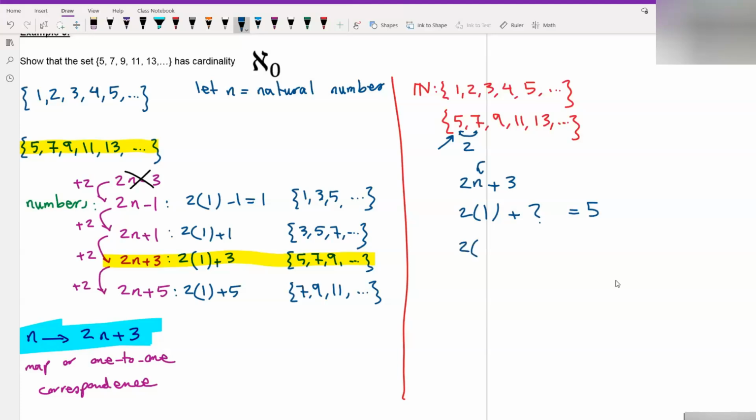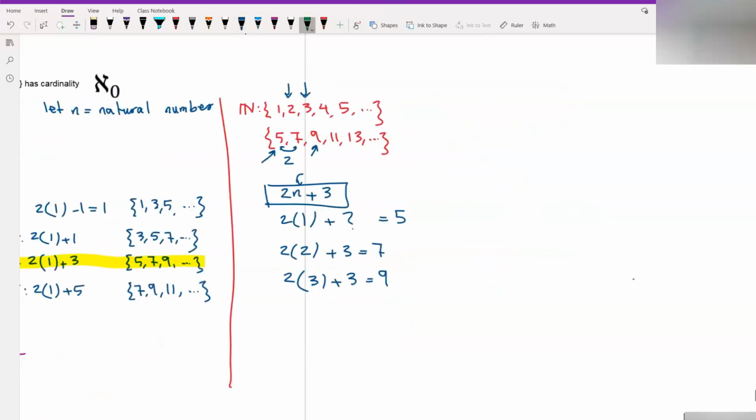So 2 times, now n is 2. So 2 times 2 plus 3, we should have 7. So that is correct. 2 times the third one plus 3. So this is 2 times 3 is 6, plus 3 is 9, which is this one. So this is correct, and that is our map, n to 2n plus 3. Let's have another one here.